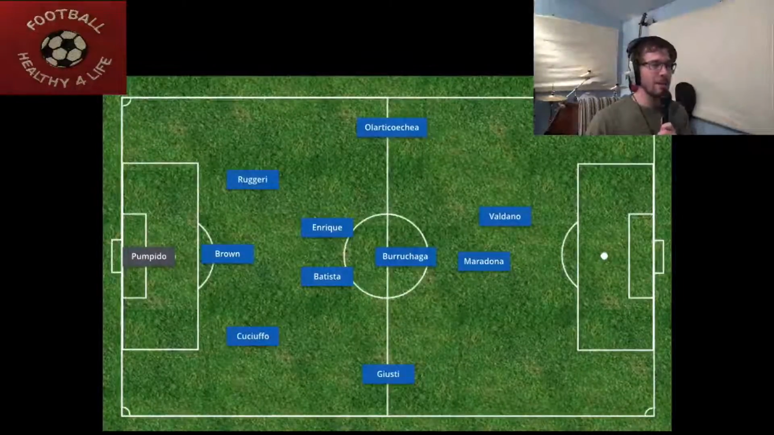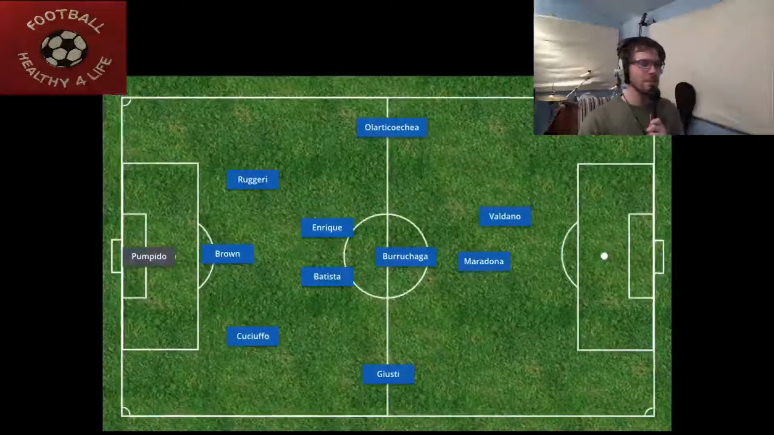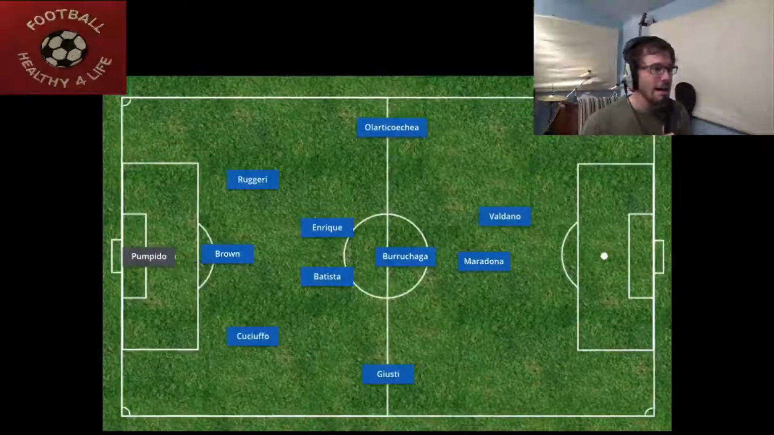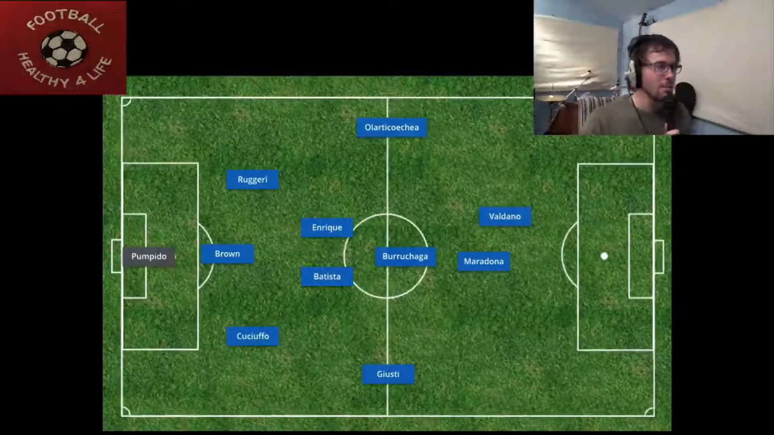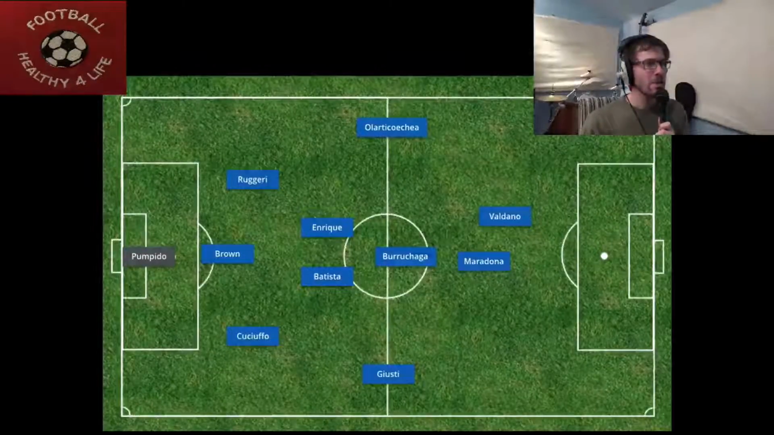So they played 3 at the back and then 2 in the holding midfield positions. So Enrique and Batista. And then 1 Burruchaga, very important role. We'll look at that in a moment.